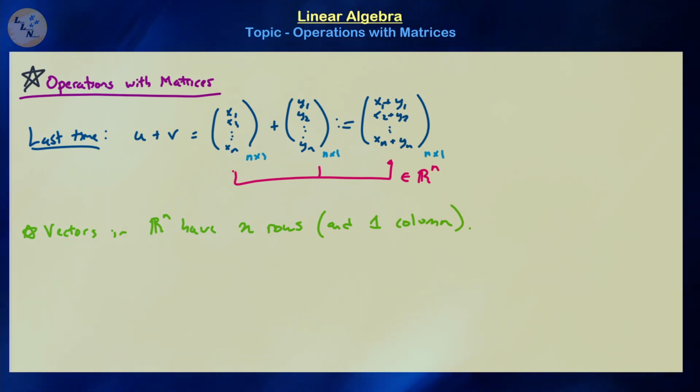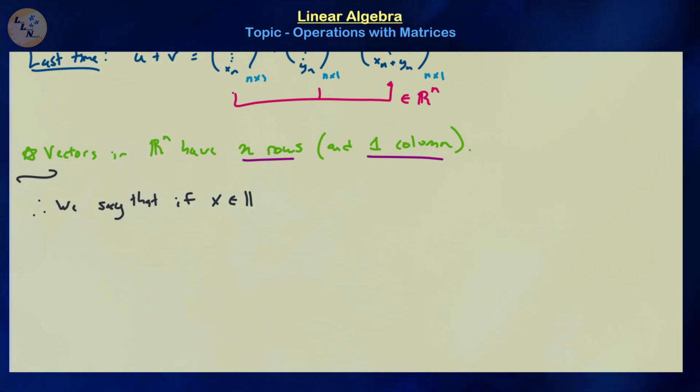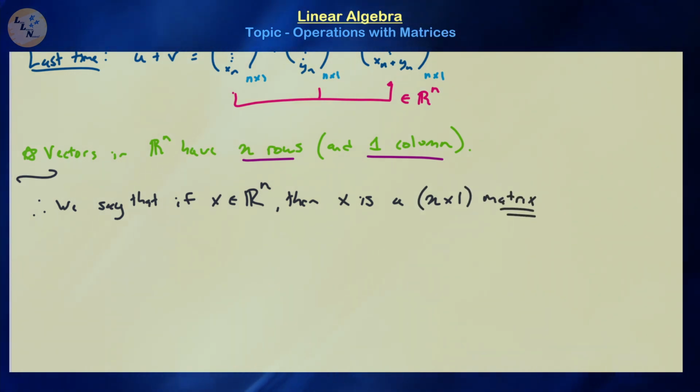One can ask, is it possible to have a structure that has a certain amount of rows and a certain amount of columns? The answer is yes, and we call those structures matrices. Generally speaking, we say that if x belongs to Rn, then x is an n by 1 matrix. So a matrix is a structure that has a certain amount of rows and a certain amount of columns.